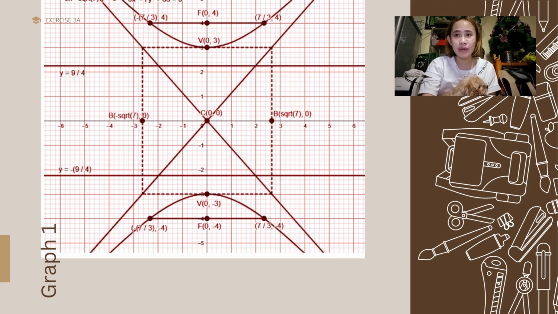So, ayan lang naman. Ito naman yung y equals positive negative 9 over 4. Ayan yung ating directrices. And ito naman etong B naman is yung B1 and B2. Ito naman yung endpoints ng conjugate axis. So, ayan lang naman yung graph. Thank you.